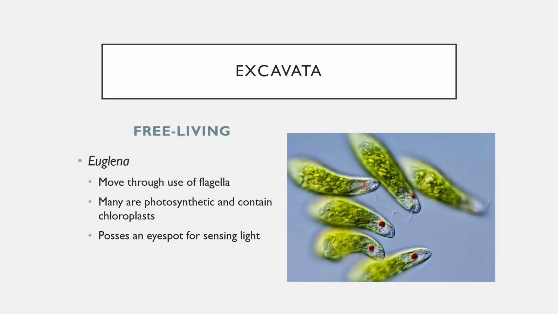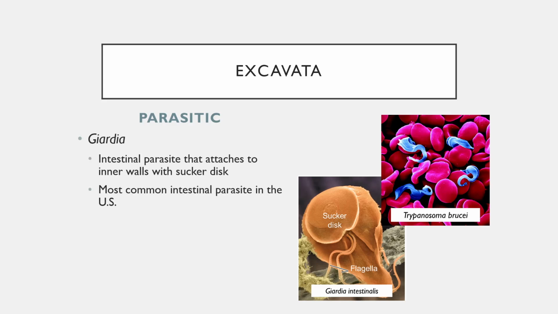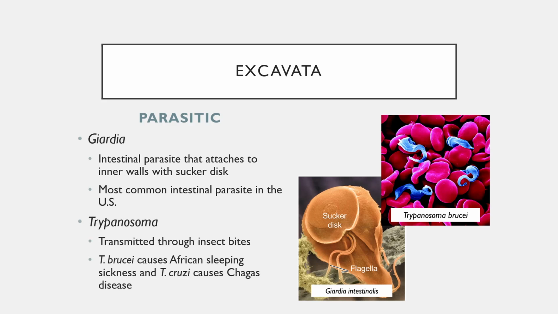There are also parasitic members of the Excavata supergroup. Two noteworthy ones are the genus Giardia and the genus Trypanosoma. Giardia is an intestinal parasite that uses a sucker disc to attach itself to the inner wall of your intestines. It is the most common intestinal parasite in the US, and it causes a really nasty diarrheal disease that sometimes can be really difficult to get rid of.